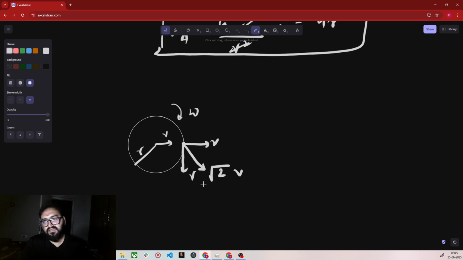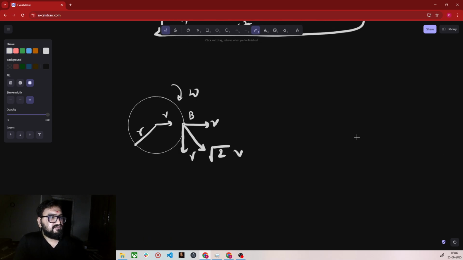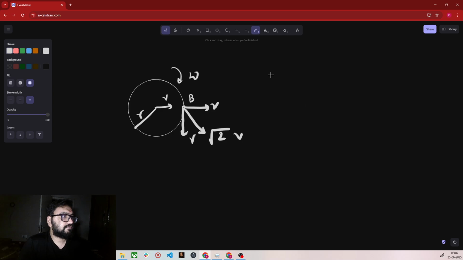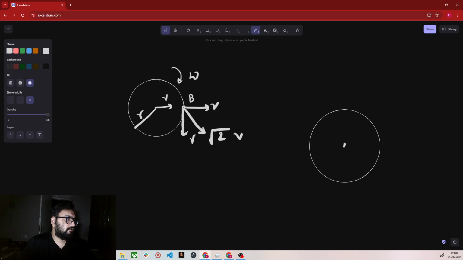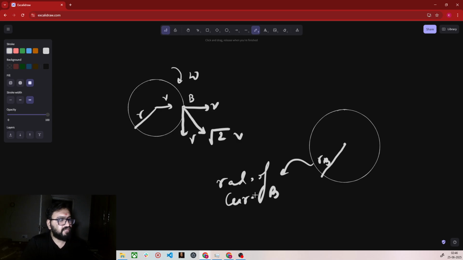Root 2 times V. Now in order to find out the radius of curvature at this point B, what do we need to do? We just need to follow the same concept, right? We'll assume that there is a circle with radius RB, where RB is the radius of curvature at point B.